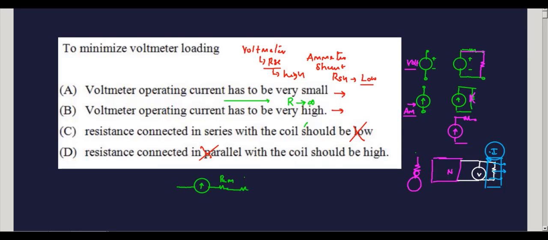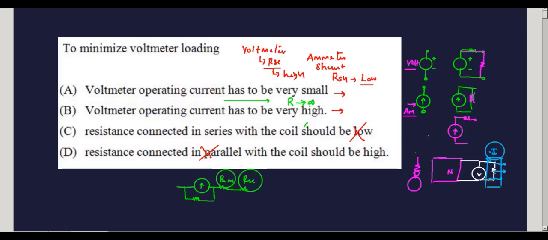resistance, and I am connecting a series resistance. This is a voltmeter. This series resistance, this meter resistance does not affect the loading. The resistance which is internal across this will affect the loading. Similarly, ammeter series resistance will affect the loading. You have to keep that in mind.